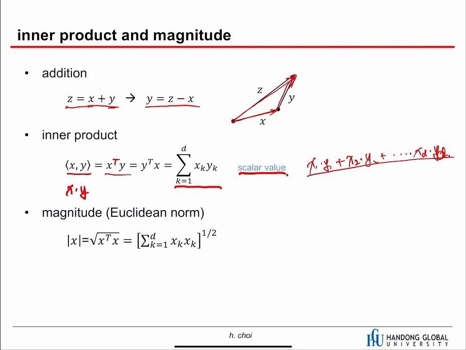Next one is magnitude, usually the Euclidean norm. This is the notation. To calculate this magnitude, we apply the inner product to itself, and we apply the square root operator. Element-wise, we can describe this in this way. Okay, so far so good.